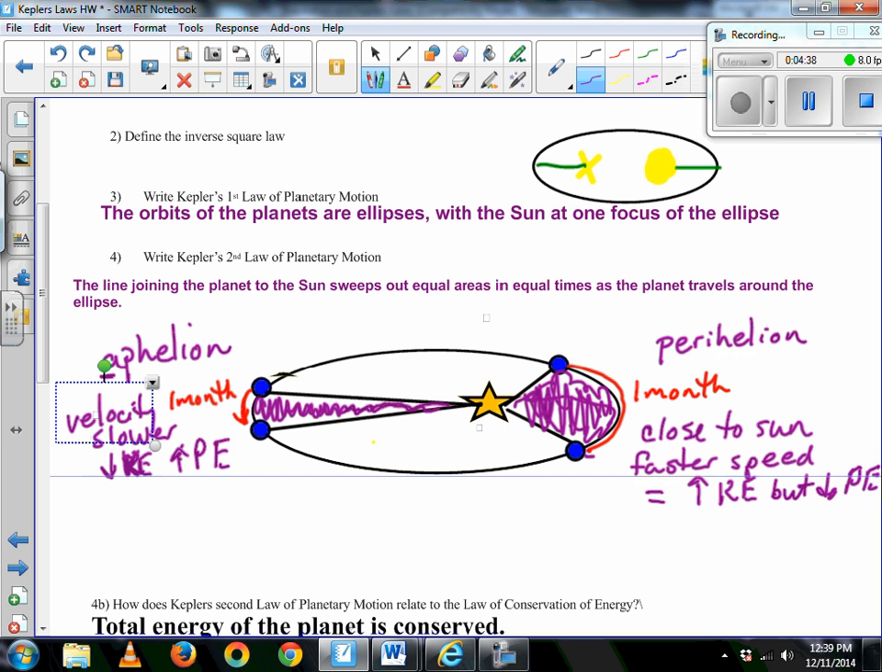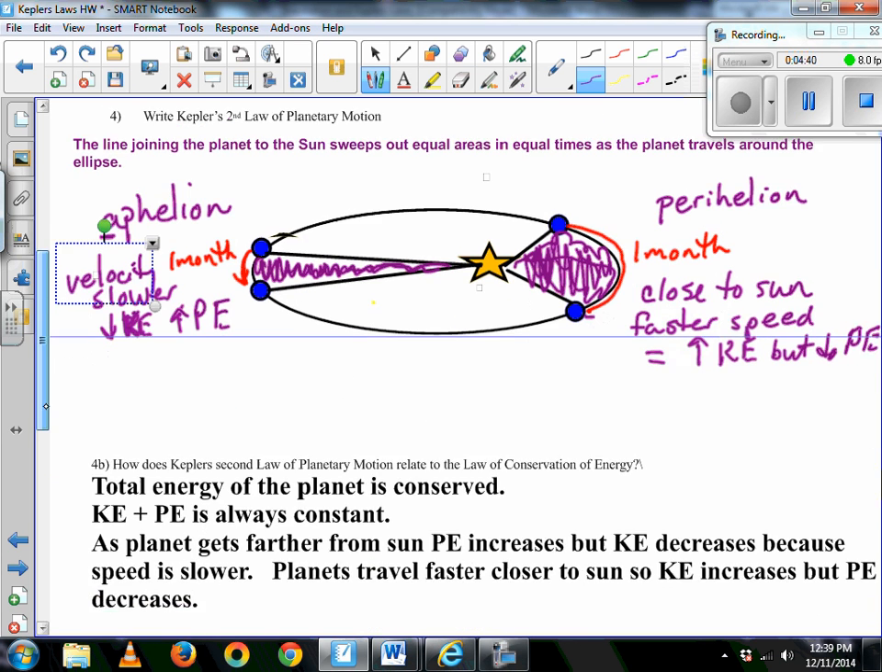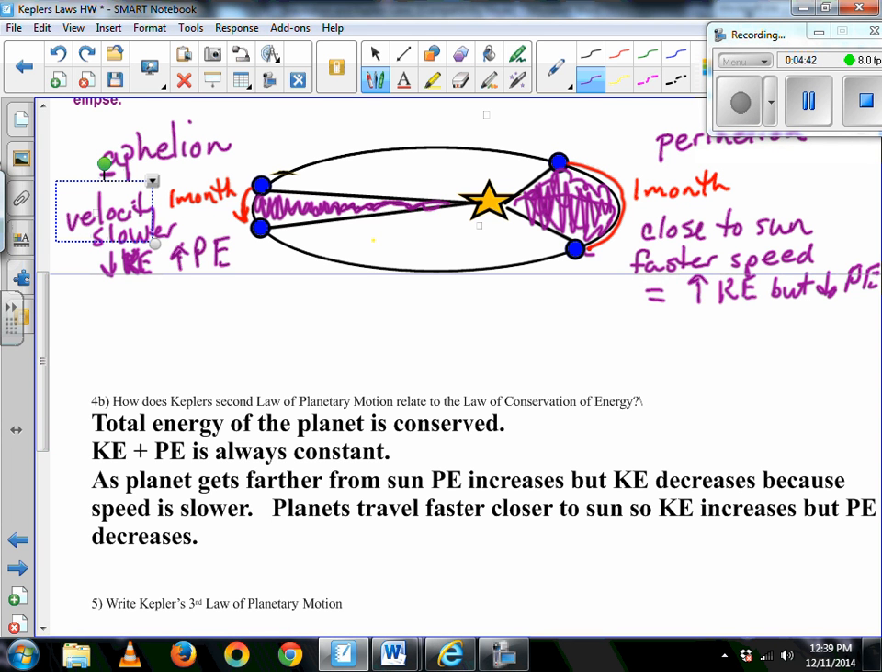And that's what the second part, number 4, says down here, is that the total energy of the planet is always conserved. So as KE increases, PE goes down. But if you add them together, you always get a constant. As the planet gets farther from the sun, PE increases, but KE decreases because the speed's slower. So planets travel faster when they're closer to the sun, so kinetic energy increases, but potential energy decreases.